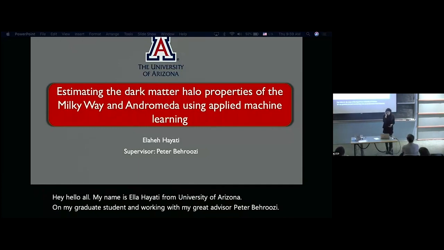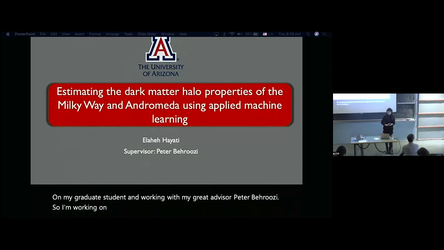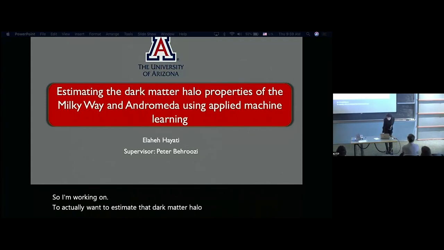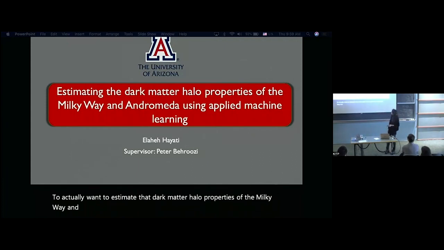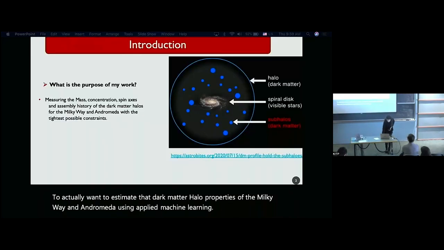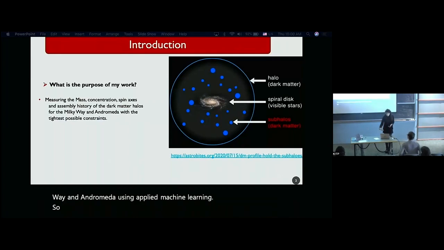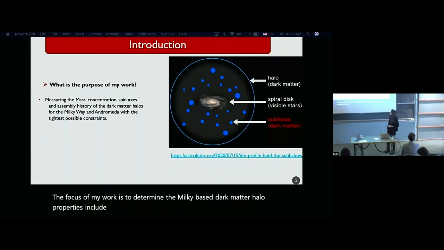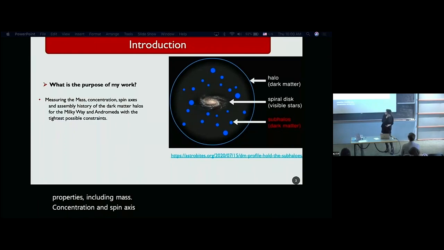I'm working on estimating the dark matter halo properties of the Milky Way and Andromeda using applied machine learning. The focus of my work is to determine the Milky Way's dark matter halo properties, including mass, concentration, spin axis, and assembly history of the dark matter halo.